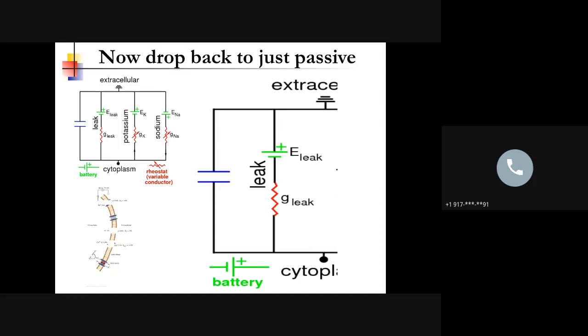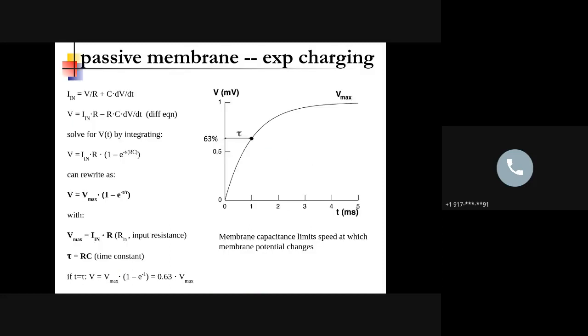What does the passive membrane do? It shows exponential, EXP, short for exponential. That's the little exp you would use in a programming language like Python, exponential charging. So we have the equation. If we put in current, I in equals V over R. So that's V equals IR. That again is Ohm's law, plus C dV/dt. That's the law of capacitance. And then we can set it up as a differential equation and solve for V. And if you look at my textbook, we have how that solution works. But here's the answer.